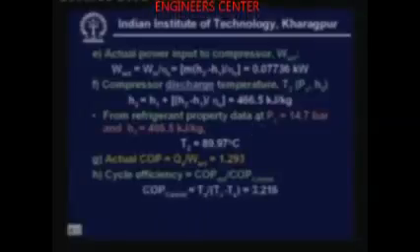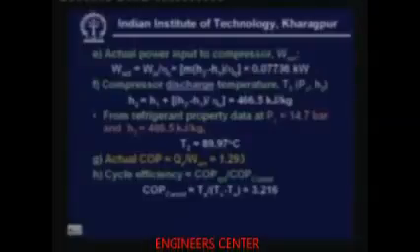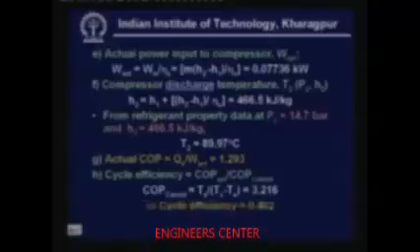COP Carnot, as you know, is nothing but evaporator temperature divided by condenser temperature minus evaporator temperature, and all the temperature should be expressed in absolute scale, that means in degrees Kelvin. So, if you are writing this in degrees Kelvin, you find that COP Carnot is 3.216. Okay. So, from this you find that the cycle efficiency is 0.402.